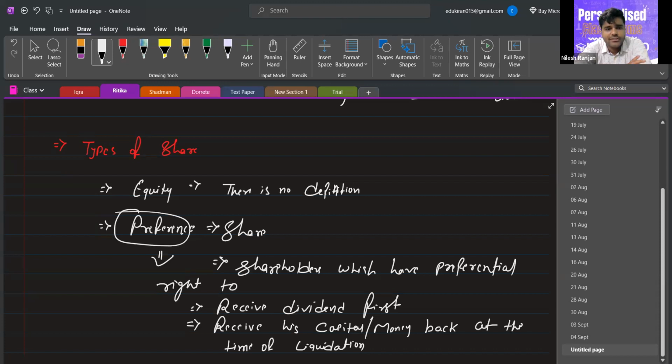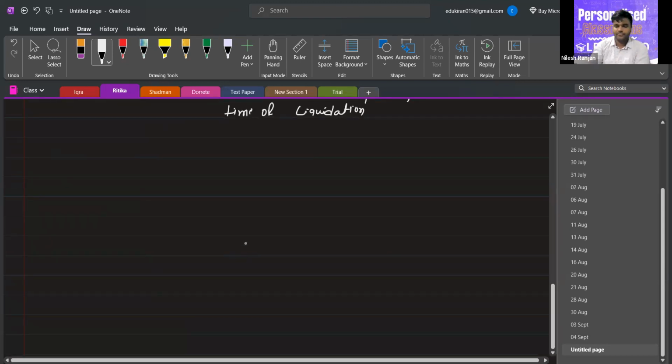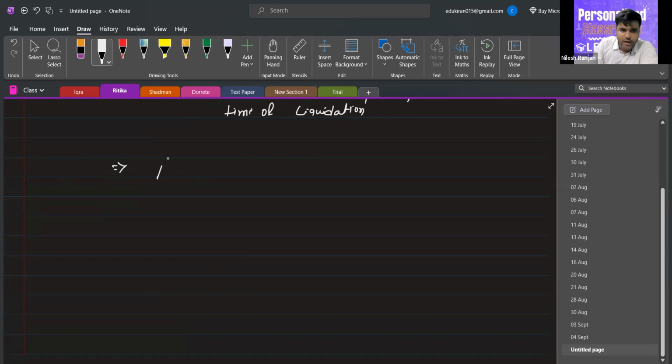Actually, if we talk about shareholders' funds, then it includes equity and preference both. So your answer is correct, that equity is the actual owner. But what is the reason behind it? Okay, let's take an example here. Let's say you have a business.